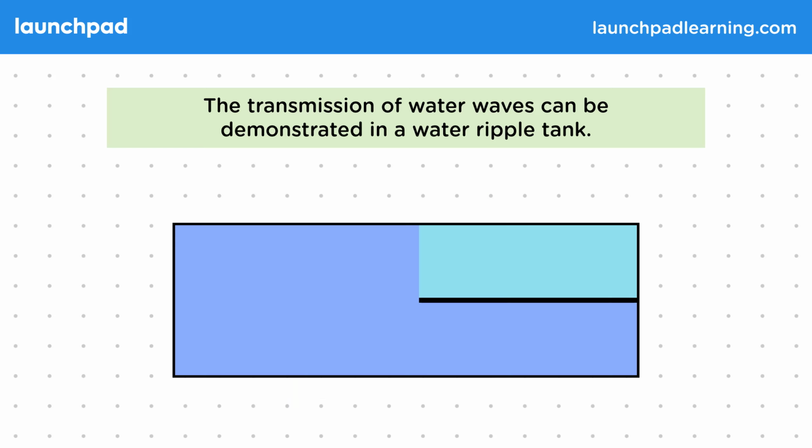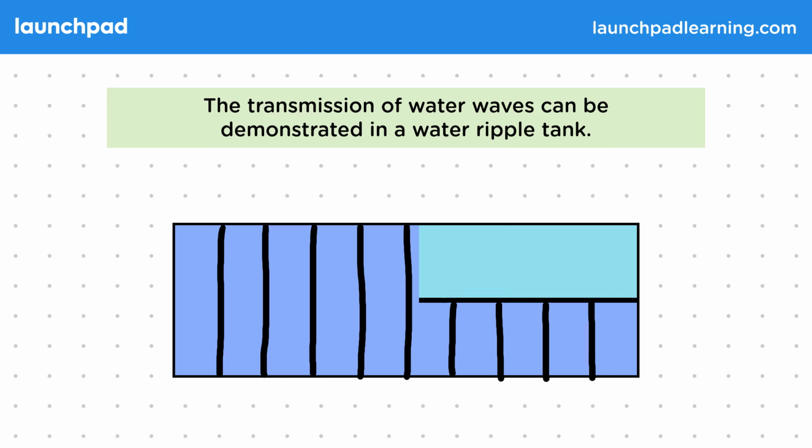Here's a simple diagram looking into the tank from above. We can draw lines to represent the shadows under the tank, which correspond to the peaks of the water waves. Remember that transmission is when a wave passes from one medium to another. We can consider the deep water and this section of shallow water as two different media.